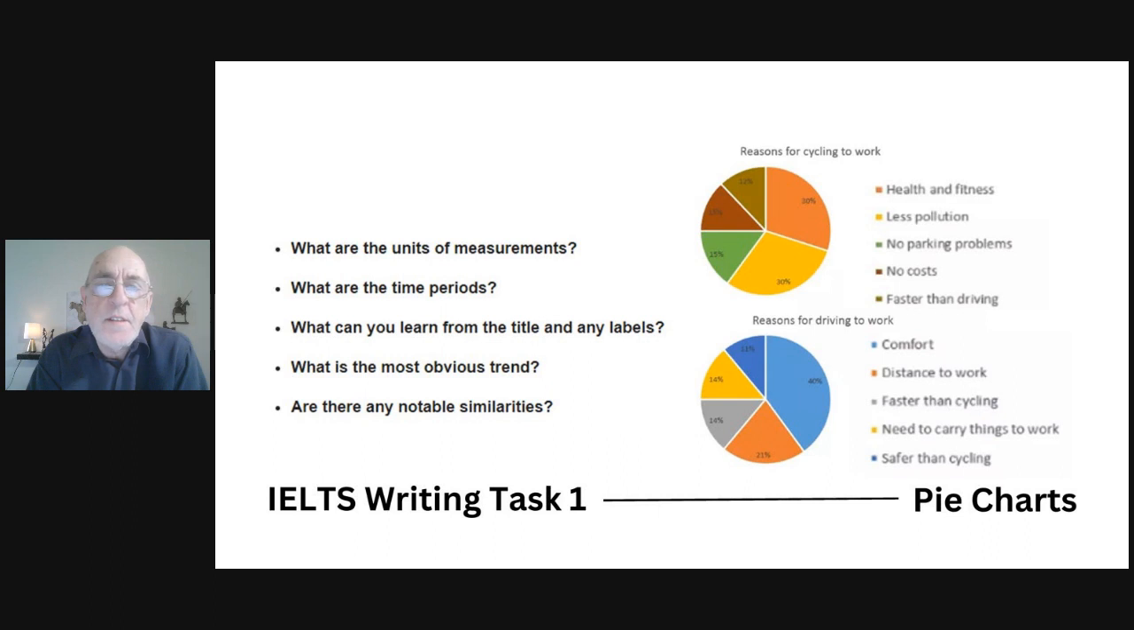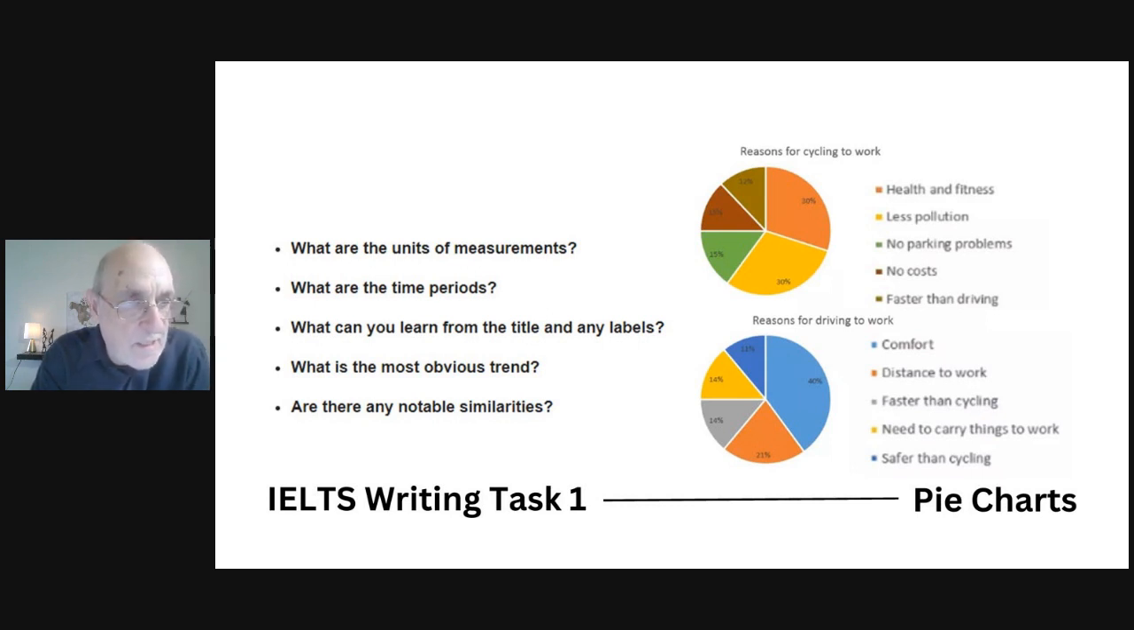For driving, it's comfort and the distance factor when it comes to driving. And are there any similarities? Well, we can clearly see that one of the similar labels between cycling and driving is the speed of getting to work. Because in the cycling pie chart, we have faster than driving, and in the driving pie chart, we have faster than cycling.